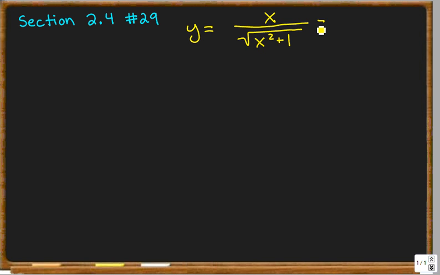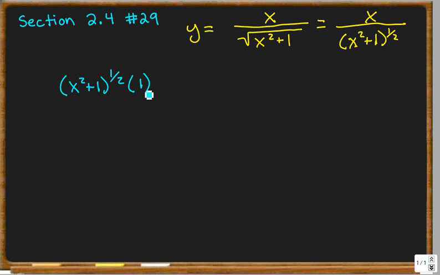So I'm just going to, over to the side, write it as x squared plus 1 to the 1/2. This is going to be more helpful when we're doing our derivatives. So if we take our derivative, we have to use the quotient rule here. Our quotient rule says that we take the denominator, which is x squared plus 1 to the 1/2, multiplied by the derivative of our numerator, which is just 1, because that's the derivative of x. And then we subtract our numerator, which is x, multiplied by the derivative of our denominator.